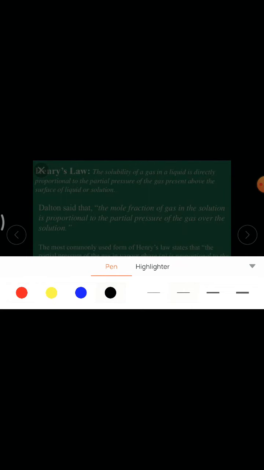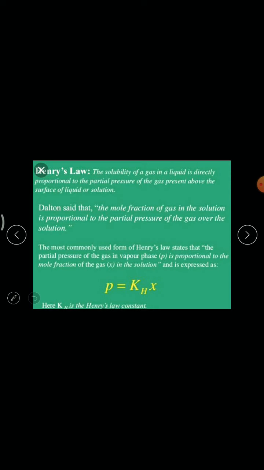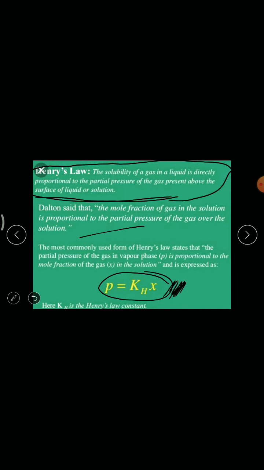Next we have Henry's law. Henry's law says that the solubility of a gas in liquid is directly proportional to the partial pressure of the gas present above the surface of the liquid or solution. Dalton said the mole fraction of gas in solution is proportional to the partial pressure of gas over the solution. Now basically, the most important thing in this slide is this formula, P is equal to KH x. Now let's see from where this formula is obtained. Before that, we have to understand this definition: the solubility of a gas in liquid is directly proportional to the partial pressure of gas present above the surface of liquid or solution.